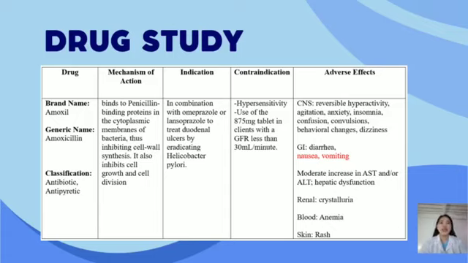Its adverse effects include reversible hyperactivity, agitation, anxiety, insomnia, behavioral changes, and dizziness. It also includes diarrhea, nausea and vomiting, moderate increase in AST and ALT, and for the renal, crystalluria, and for the blood, the adverse effect is anemia.